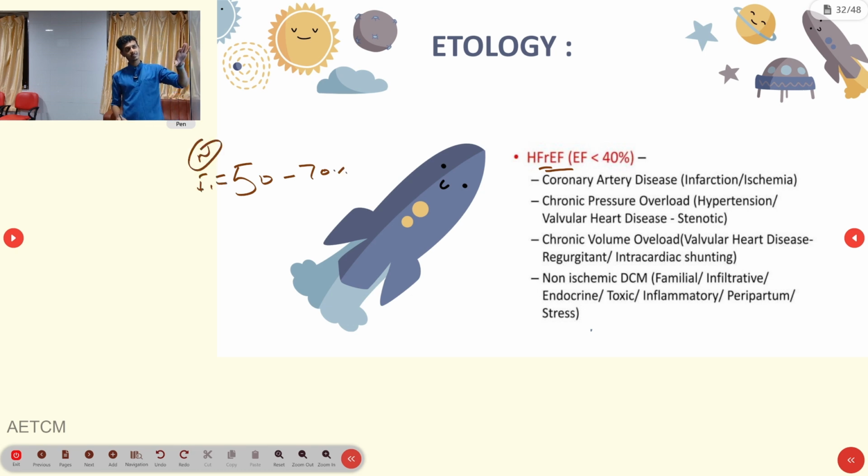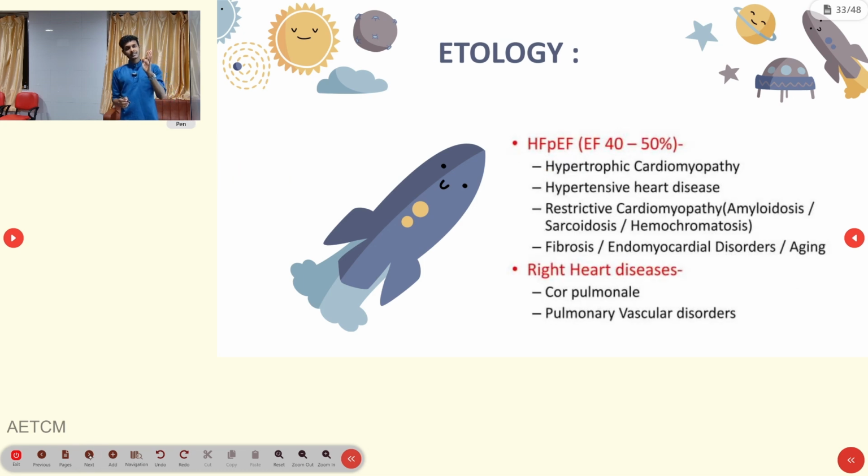So first one is a reduced ejection fraction, where the ejection fraction is less than 40. Conditions like coronary artery disease, chronic pressure overload, chronic volume overload, non-ischemic dilated cardiomyopathy. If the ejection fraction is 40 to 50%, conditions like hypertrophic cardiomyopathy, hypertensive heart disease, restrictive cardiomyopathy, fibrosis, and right side heart disease like cor pulmonale, pulmonary vascular disorder.